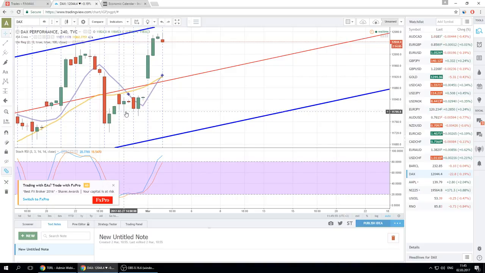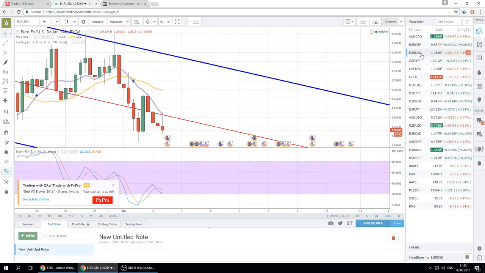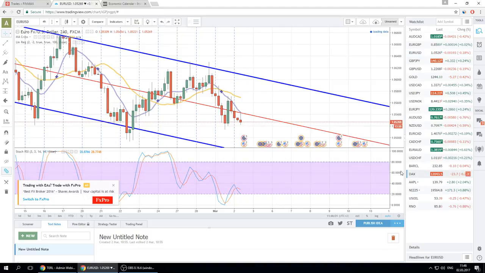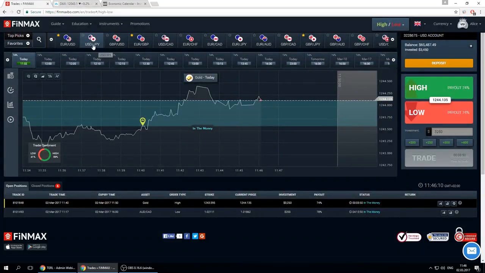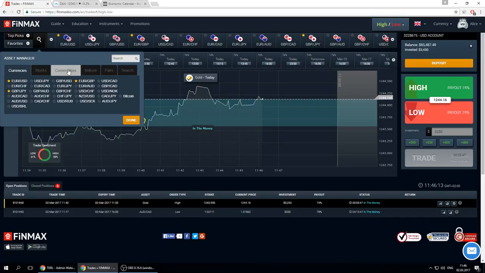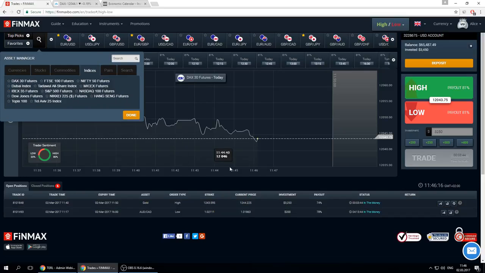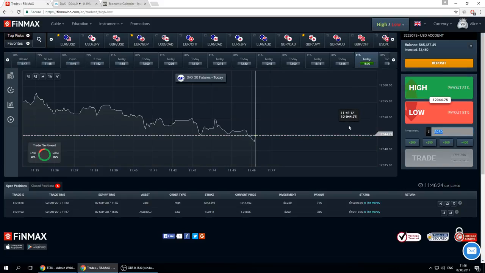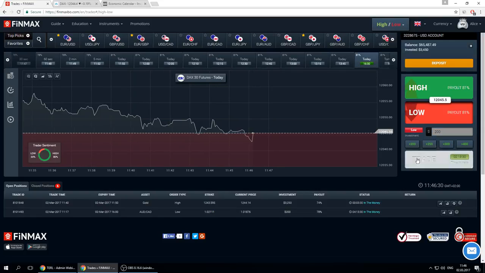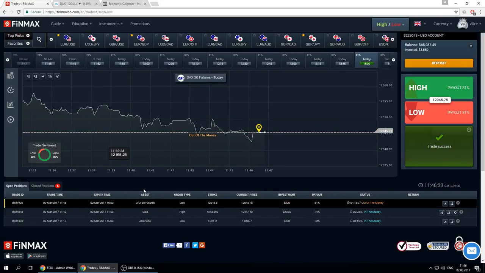Well, on DAX, in 2 hours that candle will expire. So let's see what time frames are available today. Oh, pretty high payout, why not? I'm going to open for low. And the trade will expire in 4 hours.